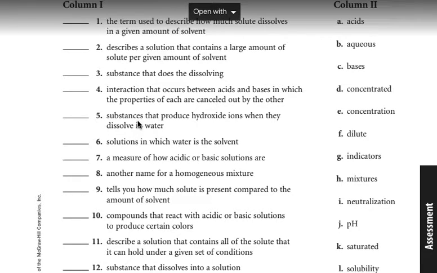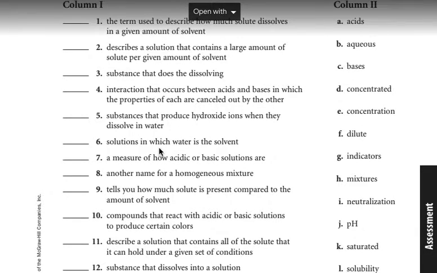Number 5, substance that produces hydroxide ions when they dissolve in water. Now here's the difference between bases and acids. One produces hydronium, one produces hydroxide. Which one produces hydroxide ions? If you have to look back, this is your bases. Your OH negative is your hydroxide ion.